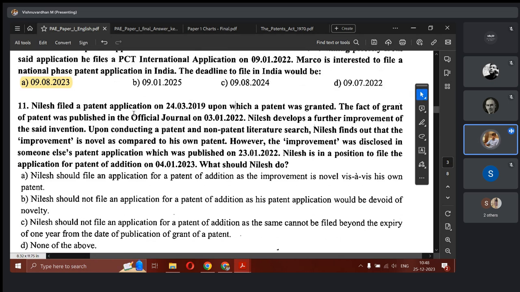Cool. So Nilesh filed a patent application on 24th March 2019. I'll give you guys a break at question number 15. So just a little bit of focus. 24th March 2019, upon which a patent was granted. Cool. So patent has been granted and all that.